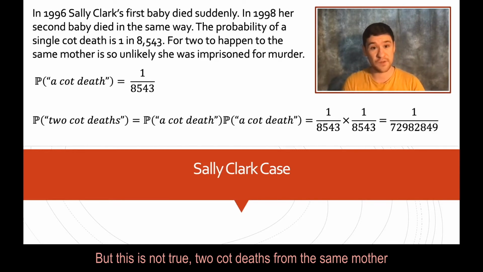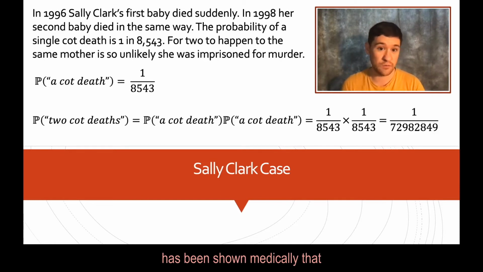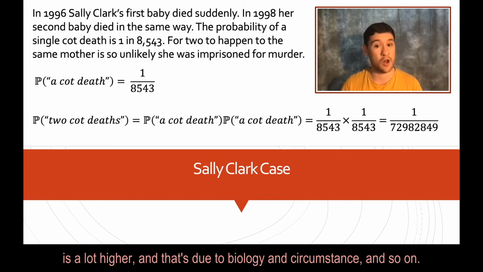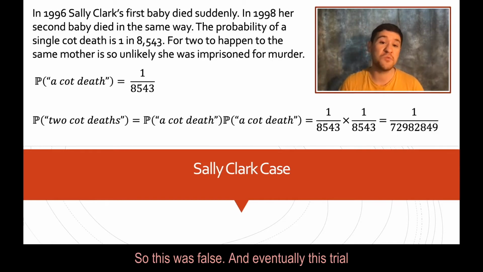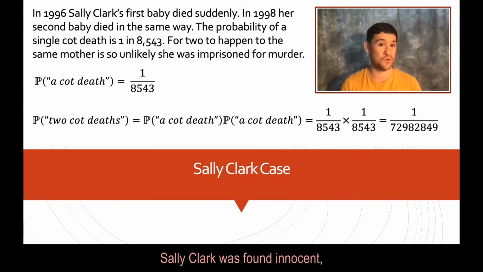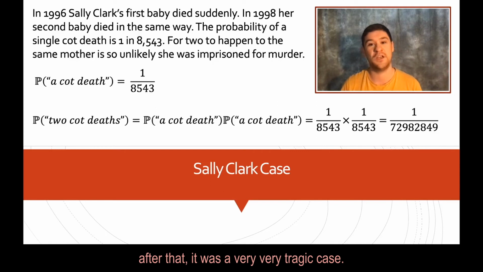2 cot deaths from the same mother are not independent events, and it has been shown medically that if you have 1 cot death, then the probability of a second cot death is a lot higher, and that's due to biology and circumstance and so on. So this was false, and eventually this trial was found to be wrong. Sally Clark was found innocent, but she didn't live a very nice or healthy life after that. It was a very, very tragic case.